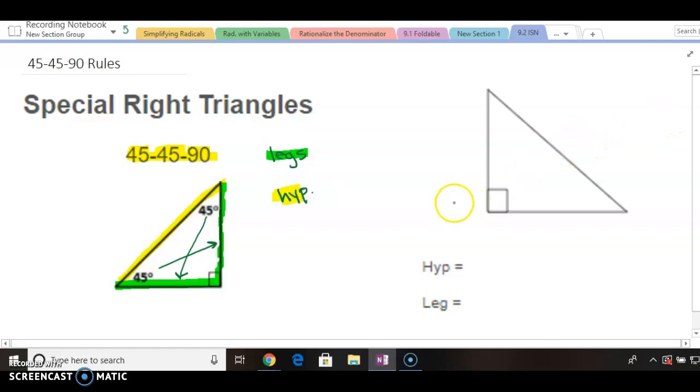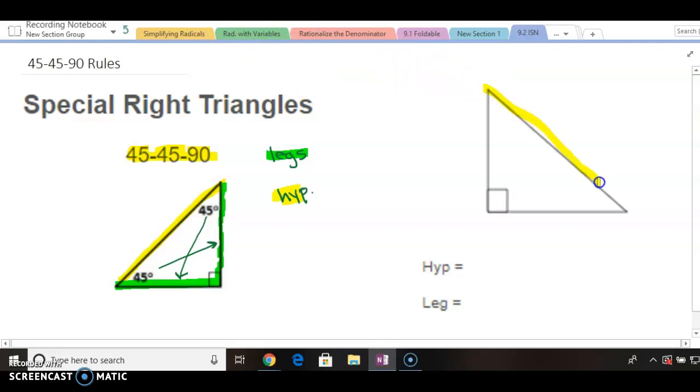So when I have a 45, 45, 90 triangle, I know the two legs are always congruent, okay? But there's a very specific formula that tells me if I have one of the legs, I can find the hypotenuse. Or if I have the hypotenuse, then I can find the legs. All right, so let's look at this triangle, okay? We're going to assume this is a 45, 45, 90 triangle.